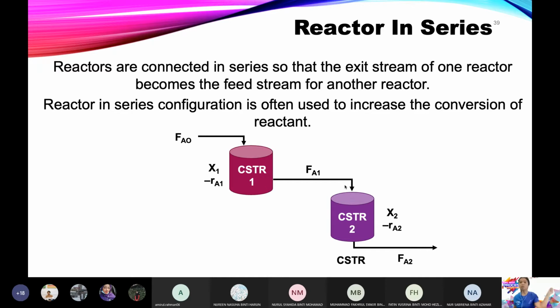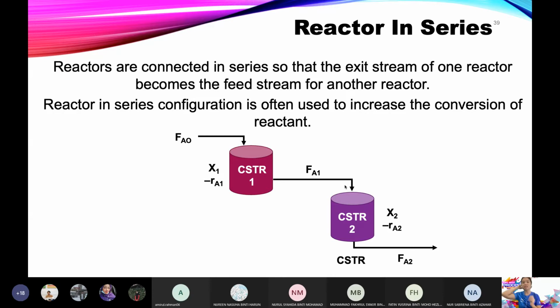It's still an open system, flow in, flow out, with the hope that in the second reactor, yang baki A tu akan bertindak balas lagi untuk menghasilkan lebih banyak B. That's one scenario when you have less conversion in the first reactor. One reason why you use reactor in series.